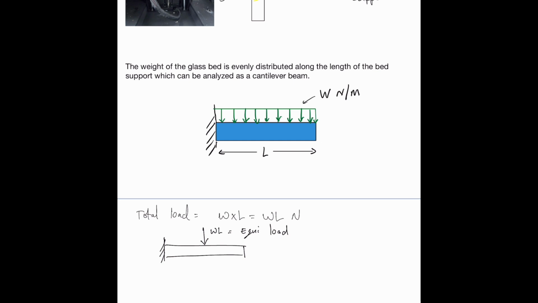Right, so we can approximate it to be a point load. It's not the correct thing to do, but we could approximate it, and it will act where? It will act in the center because it's a uniformly distributed load. Or as you will see as you move on in a few weeks' time, it will act at the centroid of the distributed load.